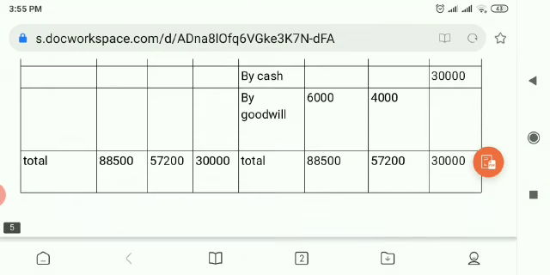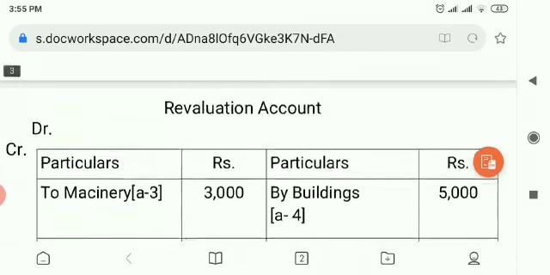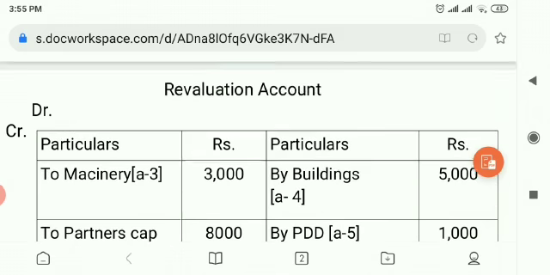Now there is a decrease in the value of the machinery, or decrease in the value of the asset. Come to your revaluation account debit side, that is the adjustment number 3, write it as 3,000. How much you have deducted, that you will have to write.